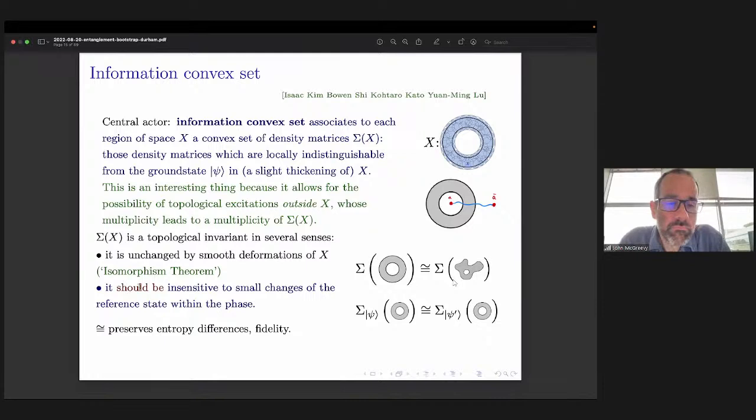And then secondly, the information convex set should be insensitive to small changes of the reference state within the phase. Implicitly, everywhere on this information convex set, there's a label which is which quantum state we're starting with, which reference state we're using, which I'm going to suppress everywhere because I'm essentially always going to imagine we're talking about the same state. But the claim is, and I don't know how to prove this yet, that it should be a property of a phase of matter, right? The information convex set for a region of a given topology. So this is a label on phases of matter, and also it's a topological invariant of the region. So it's a pretty interesting thing, I think.